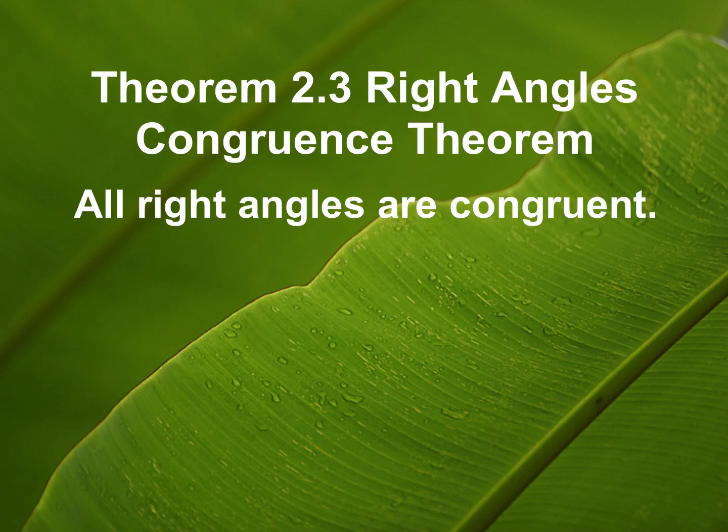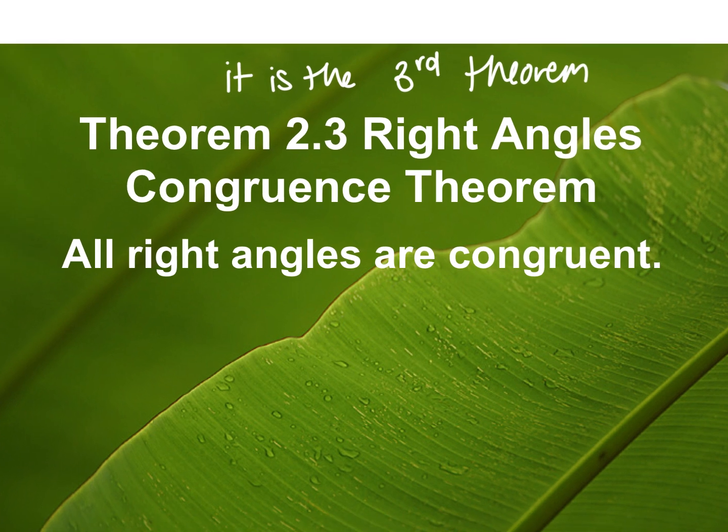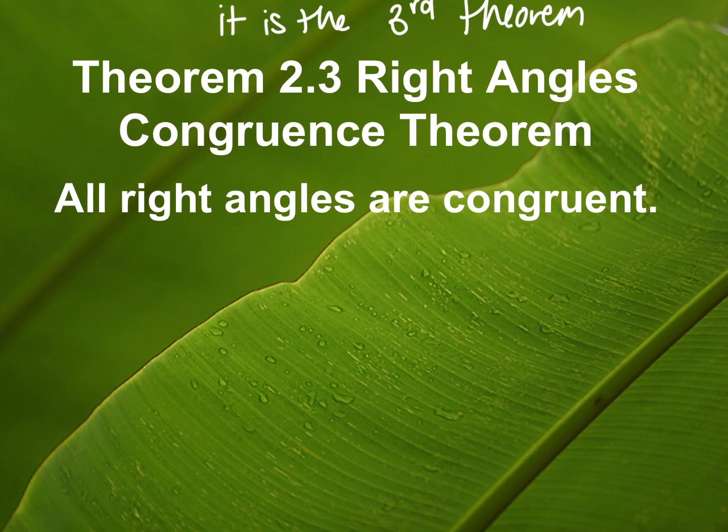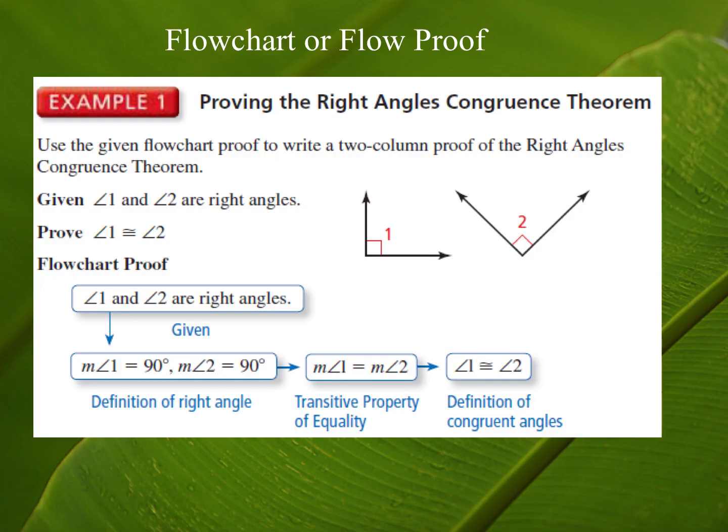All right, this is the 3rd theorem in chapter 2, so if you want to make sure you remember that, this is the 3rd theorem in chapter 2. Right angle congruency theorem. Okay, we kind of know what this is. Right angles congruency theorem. All right angles are congruent. Why are they congruent? Because they all equal 90 degrees. So right angles equal 90 degrees. They are congruent.